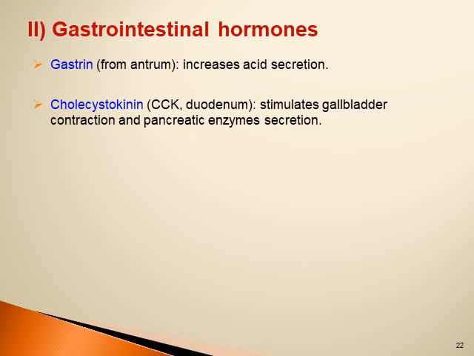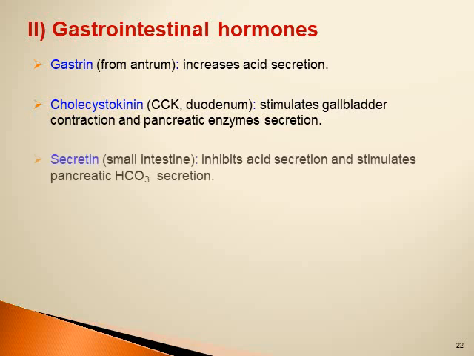We have another important hormone called cholecystokinin, or CCK. It is released from cells present in the mucosa of the duodenum. It stimulates the gallbladder contraction and the pancreatic enzyme secretion. We have another hormone called secretin, produced also from the small intestine glands. It inhibits acid secretion and stimulates pancreatic bicarbonate secretion.